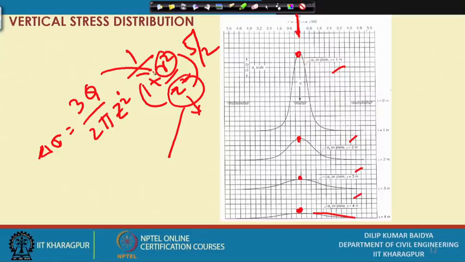So, by doing this I have tried to show these two things: if I apply the load at this point, at 2 meter distance, 2 meter away from this, how much is the stress, and at the same time at 5 meter depth, what will be the stress that can be obtained by this.